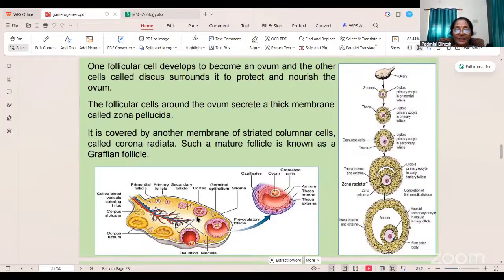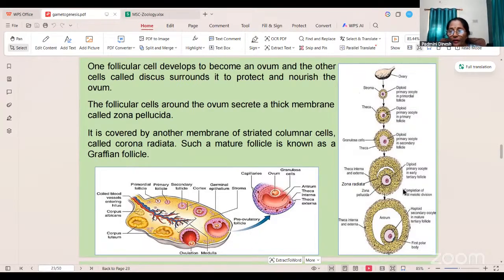Now, once the follicle matures, you find a mature follicle over here. This mature follicle is called a Graafian follicle, because Graafian means they are matured enough, they are big enough, and they are ready to be ovulated. That is called a Graafian follicle. The biggest one is called a Graafian follicle.